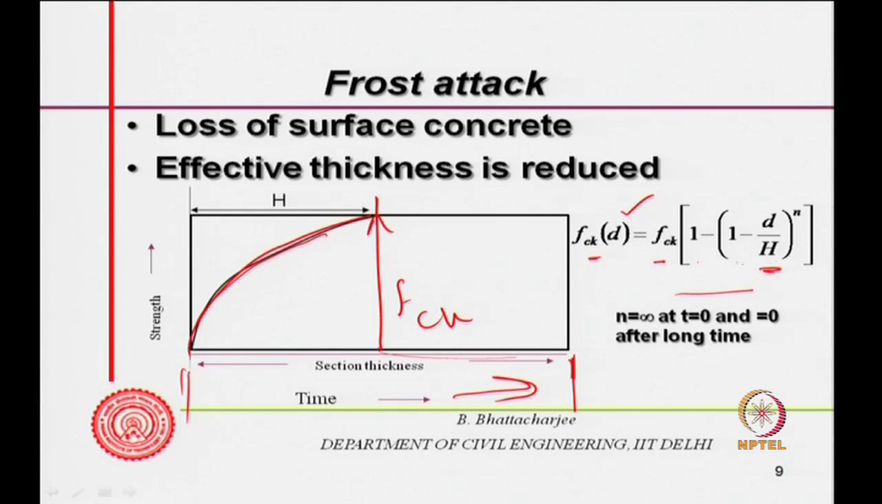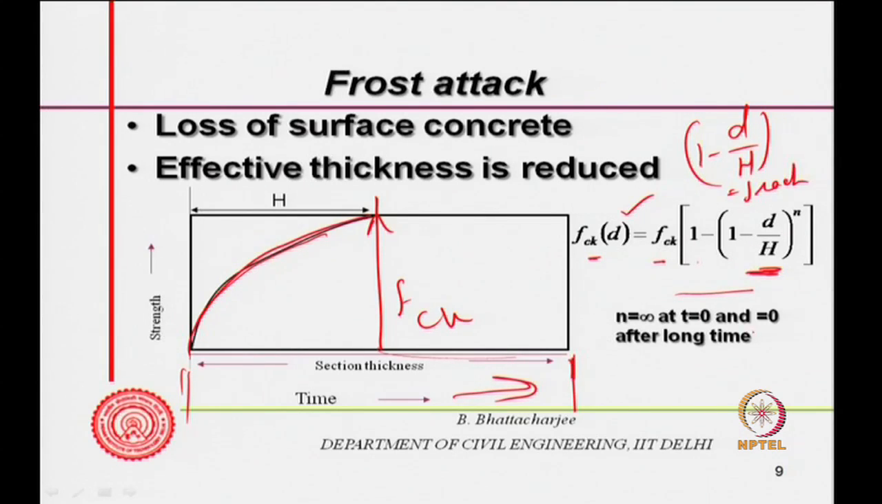So, this value should turn out to be 0. d is the depth, and 1 minus d by h is a fraction, and a fraction to the power of a very large value makes this value altogether small, very, very small. So, when t is equal to 0, this value will be f_ck everywhere.